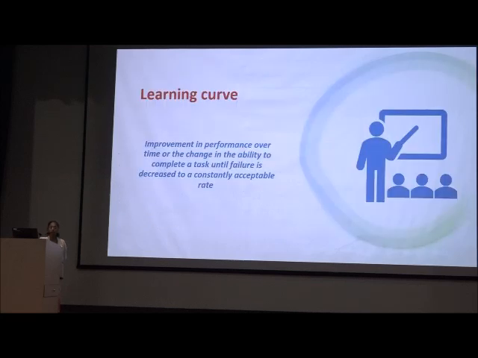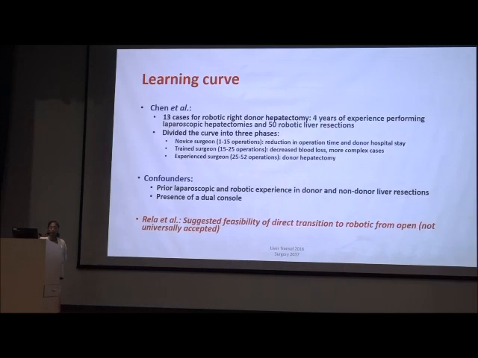So now we come to the much hyped learning curve. So what is the learning curve? It is an improvement in performance over time or the change in the ability to complete a task until failure is reduced to a constantly acceptable rate. It is believed that the robotic platform provides a shorter learning curve when you compare it with the laparoscopic. So Chen et al. found that 13 cases were sufficient for them to cross over the robotic learning curve for right donor hepatectomy. But here, this data is to be taken with a pinch of salt.